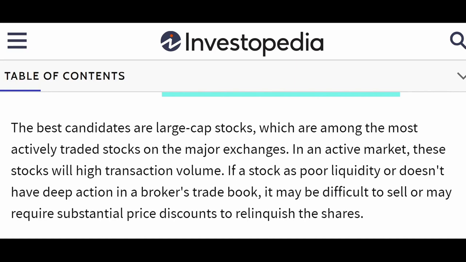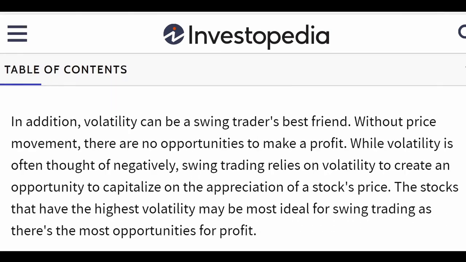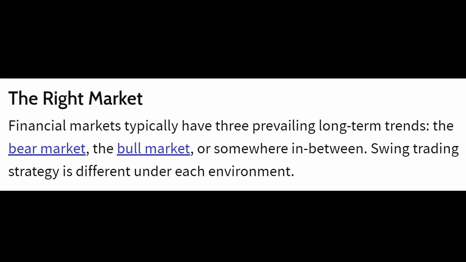So you can also do index funds too. You can trade the Qs, you can trade the S&P and the Dow, and they have plenty of liquidity. Some of your smaller cap stocks will not have the same amount of liquidity as your large caps. And finally, volatility is really a swing trader's best friend. Without price movement, there's no opportunity to make a profit. While volatility is often thought of negatively, swing trading relies on volatility to create an opportunity to capitalize on the appreciation of a stock's price. The stocks that have the highest volatility may be the most ideal for swing trading, as there's the most opportunity for profit.